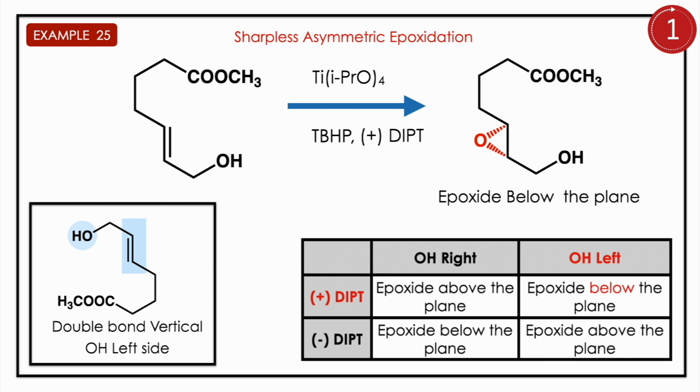Here there are three functional groups, alkene, alcohol and ester. Our interest is the alkene and alcohol, that is an allylic alcohol. DIPT you are using. So chances of Sharpless asymmetric epoxidation. First step will be finding the position of OH. So bring the double bond vertical, OH above. If you do that, you can clearly see OH is on the left side. So OH left side plus DIPT you are using. So below the plane epoxidation. So draw the oxygen below the plane.